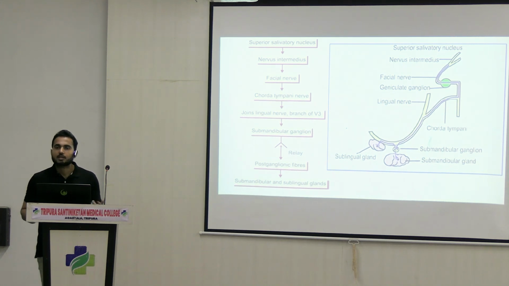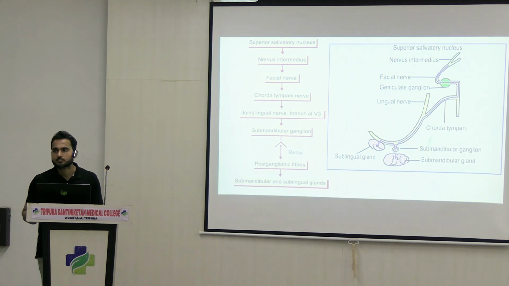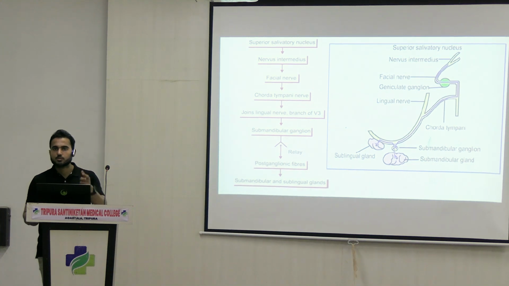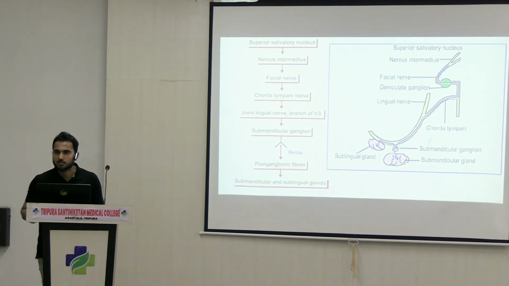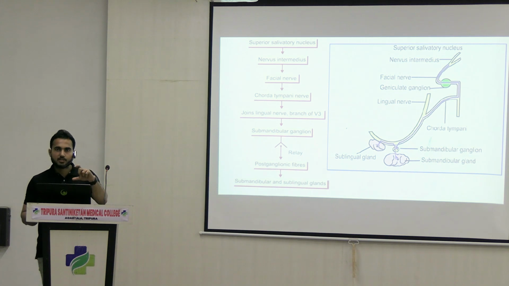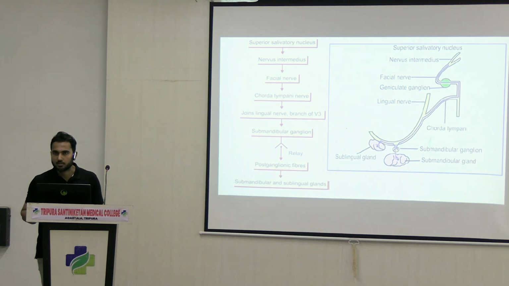Now what about the sympathetic? From where will the sympathetic come? Any idea? T1 segment of the spinal cord. Then they will relay in the superior cervical ganglion. That is preganglionic. From there postganglionic fibers will come and then they will form a plexus around the facial artery. Now those fibers will go through the ganglion without relaying in it, and then they will supply the submandibular salivary gland.